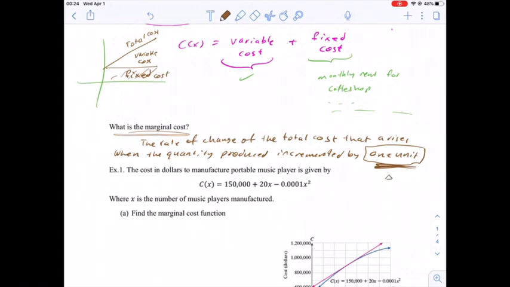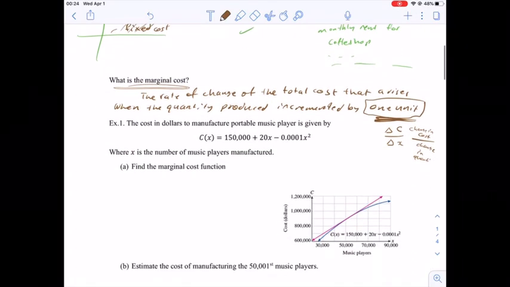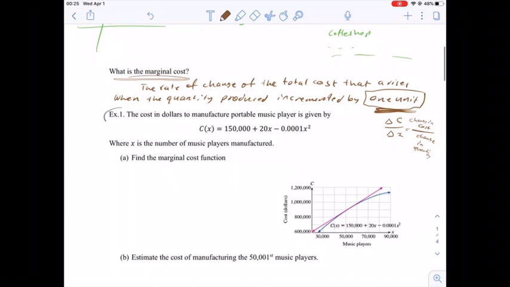So in this case, we may write the marginal cost as the change in C, the cost, over the change in quantity, x. Okay. Now here we have an example, and from this example I'll show you what we mean by the rate of change of the total cost. If the cost in dollars to manufacture a portable music player is given by this function, where x is the number of music players manufactured, we first find the marginal cost function.